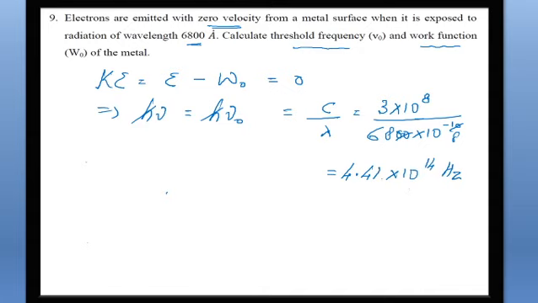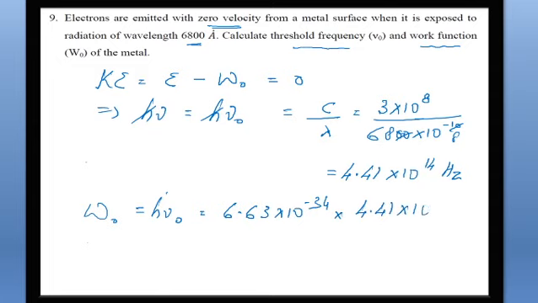Since you have found the threshold frequency, work function is what? Work function is h nu naught, right? So you have 6.63 into 10 to the power minus 34 into your threshold frequency, that is 4.41 into 10 to the power 14. Again let me use my calculator. You will get somewhere around 2.92 into 10 to the power minus 19 joules.